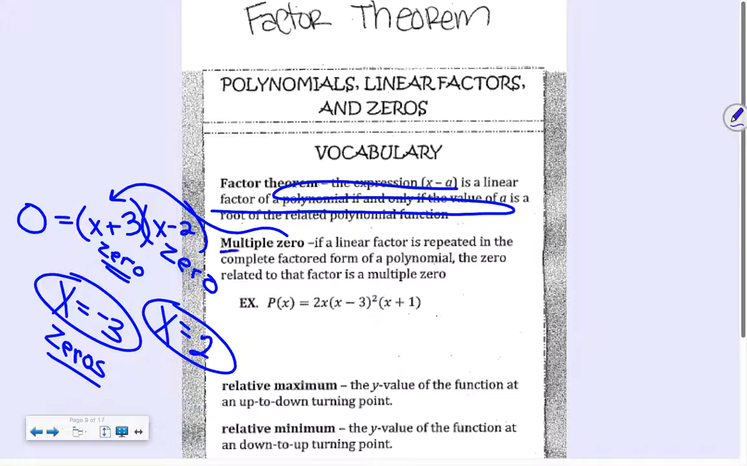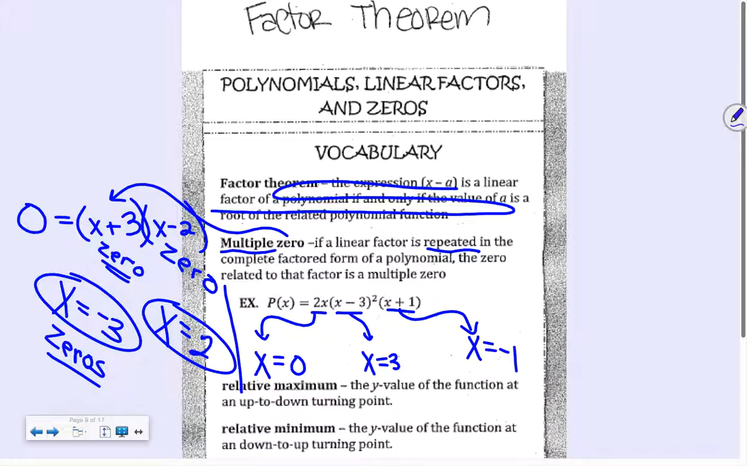But what's this? Multiple zeros. Well, listen to this. If a linear factor is repeated in the complete factored form of a polynomial, then the 0 related to that factor is a multiple 0. So what they're saying is this. If you look at this factor and this factor and this factor, what are the zeros that come out of this one? 0. Yep, this one will be 0. This one will be what? Positive 3. This one will be what? Negative 1. Okay.